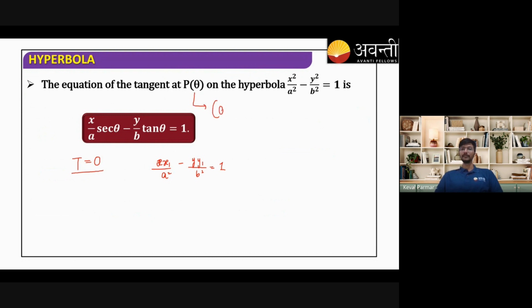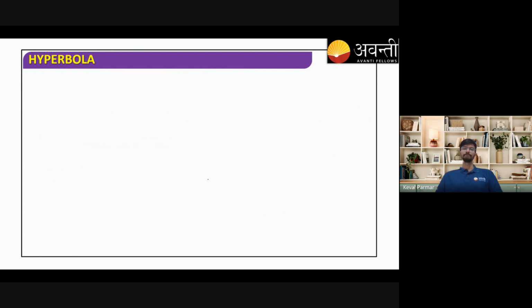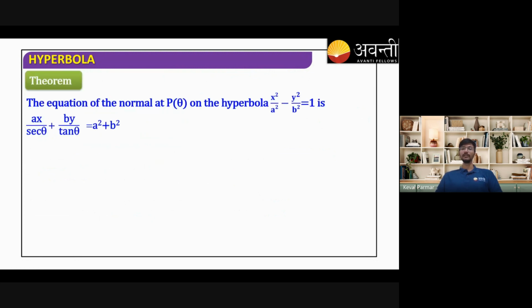Now, p theta means the coordinates are a sec theta, b tan theta. If we substitute these two points in place of x1 and y1, we'll get the equation of tangent, which is this. Because we did the same thing in ellipse and parabola. Next is, you guessed correct, the equation of normal.